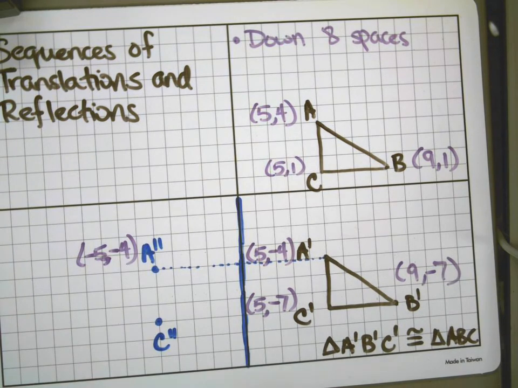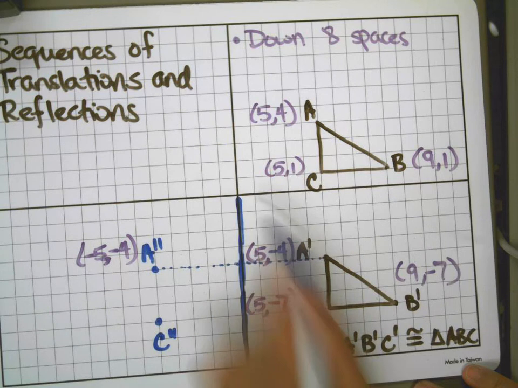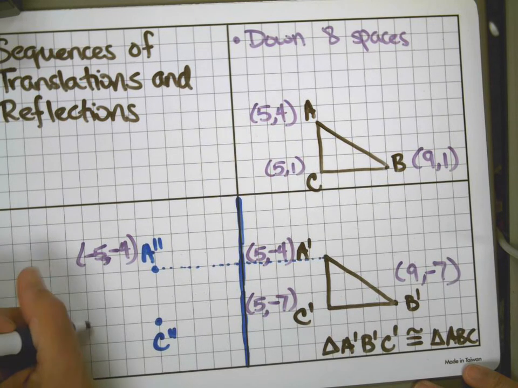The last one's not so easy. You don't want to just have B over here because you're actually reflecting it, so you need to go all the way across. This is at 9, negative 7, which means it's 9 away from that y-axis. If I go 9 to get to here, I have to go negative 9 to get over to the other side. So 1, 2, 3, 4, 5, 6, 7, 8, 9. Yep, that looks right.